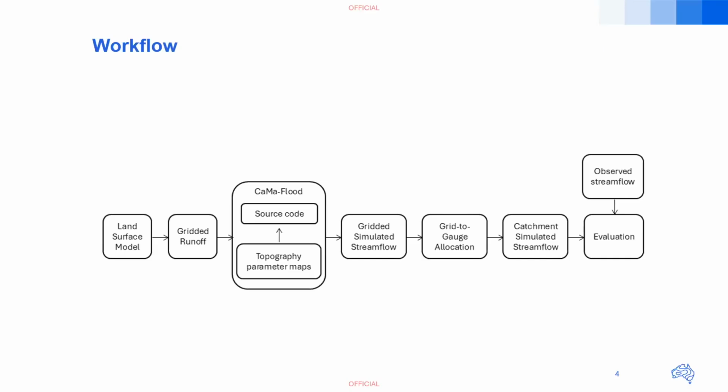We use input from land surface models, runoff inputs from multiple land surface models. I'll show those models in the next slide. Applying to CaMa-Flood, we take out the streamflow. I focused only on the streamflow output in this paper, and following the grid to gauge allocation, we extract streamflow for catchments and evaluate against observed streamflow.